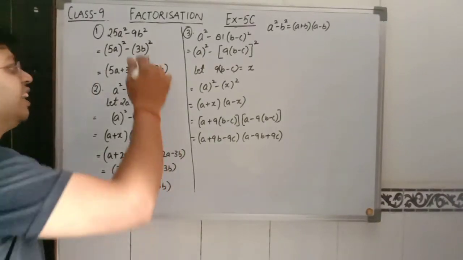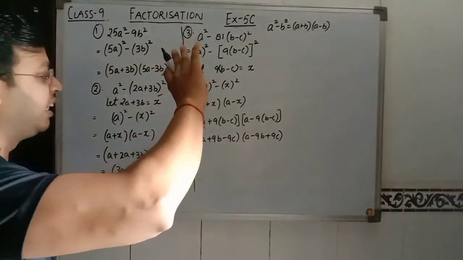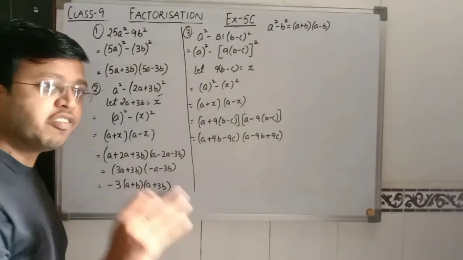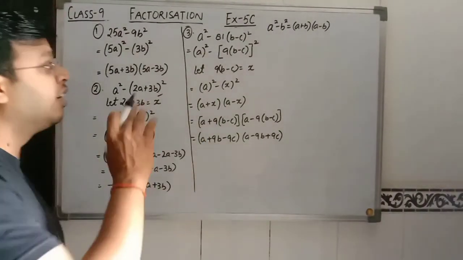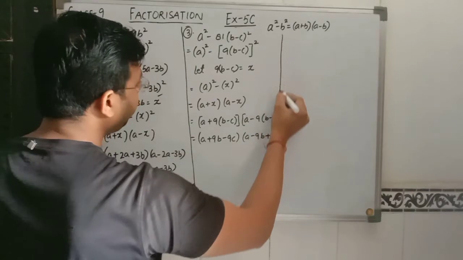We can see that in the first question we just directly applied the identity, but in the second and third we have to change the terms a little, and then apply the identity.